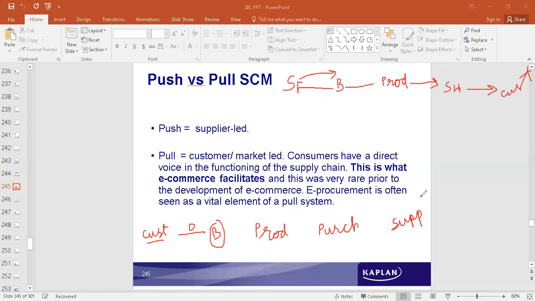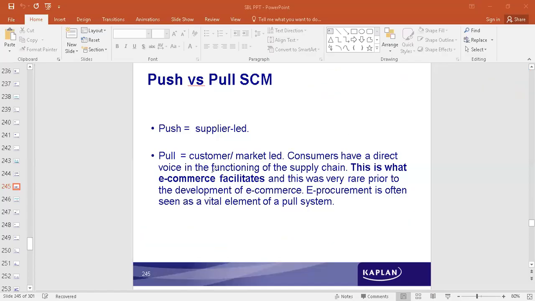So, a push system and a pull system in the traditional environment. The push system is supplier led. A pull system is customer or market led. This is what e-commerce facilitates, and this was very rare prior to the development of e-commerce. In that context, we will be looking into what is e-procurement.